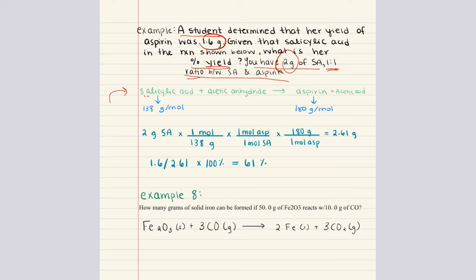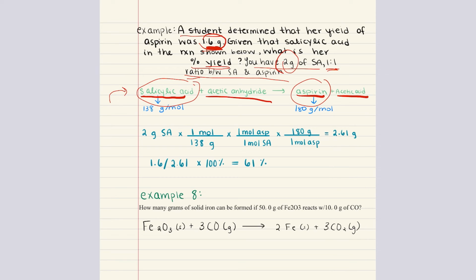Okay, so here's the equation. We have salicylic acid reacts with acetic anhydride to give us aspirin and acetic acid. And what we're trying to figure out first and foremost is if we have 2 grams of this starting material, theoretically, how much aspirin can we make? That's our first objective. All right. And then when we have our theoretical yield, we can actually compare it to what the student actually made in lab, what her actual yield was. And then we can take the theoretical and the actual yield and calculate her percent yield.